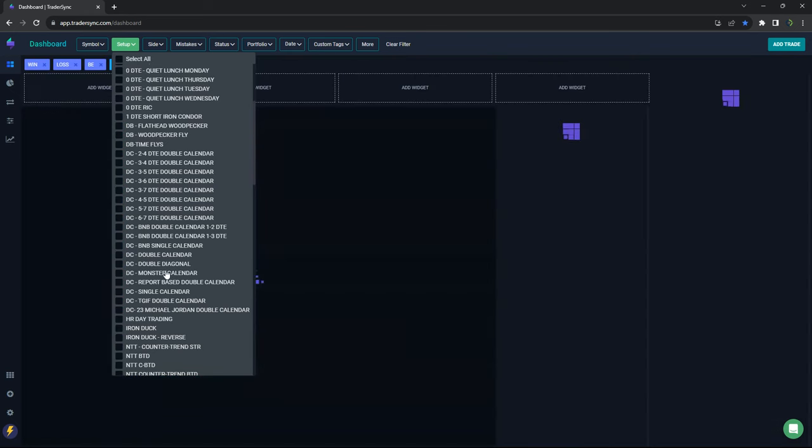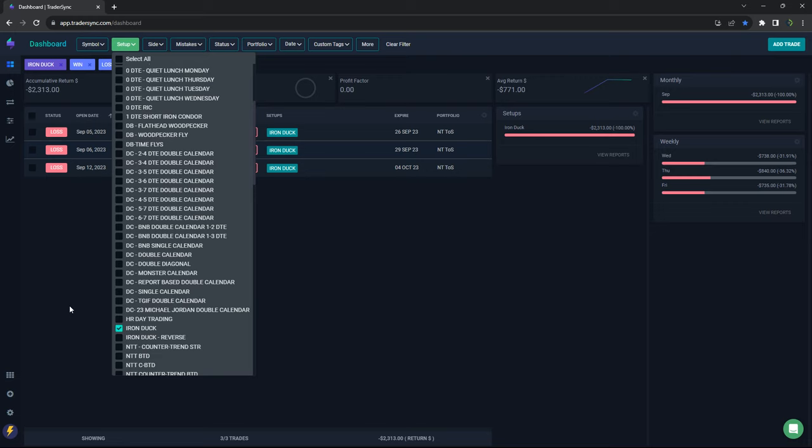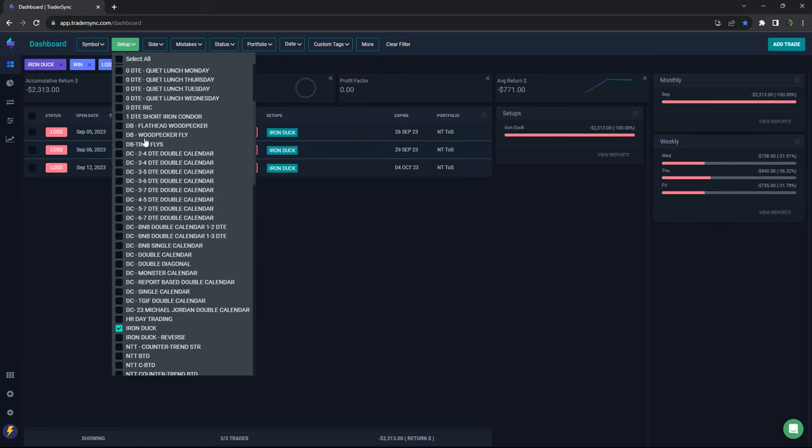Next category, Iron Ducks. Had some big flushes in the market for Iron Ducks, so ended up taking three losses on those. So red for the month on Iron Ducks, about 2,300.